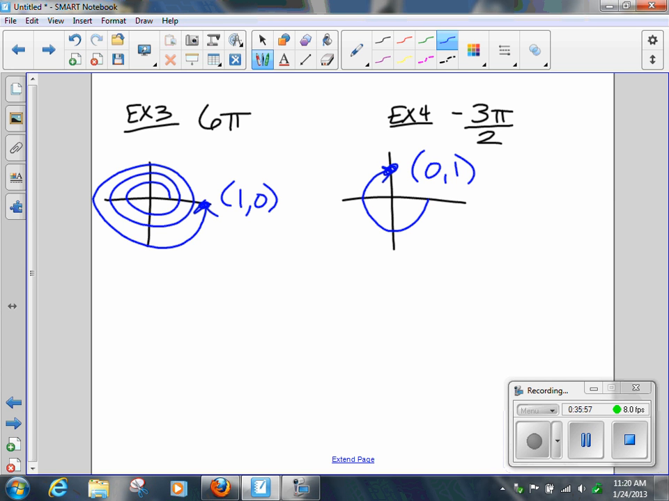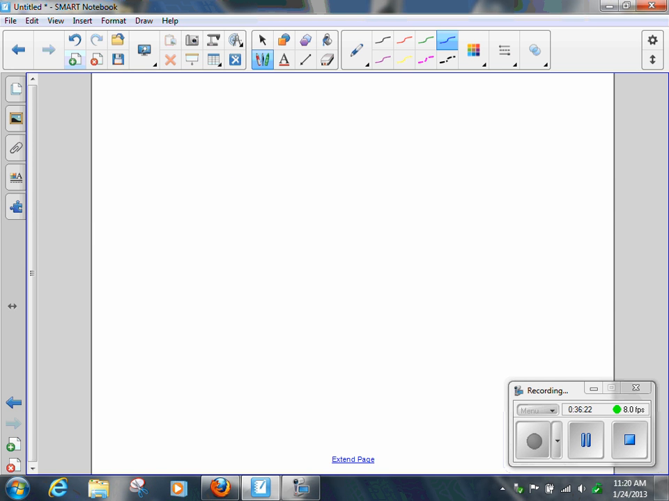Now, we have dealt with even numbers, whole numbers. 1 pi, 2 pi's, 3 pi's, 4 pi's, right? We've dealt with pi over 2 angles. What do you think the next logical place would be? We've dealt with 0, 90, 180, 270, 360. What would be the next logical place to go? What do you think?